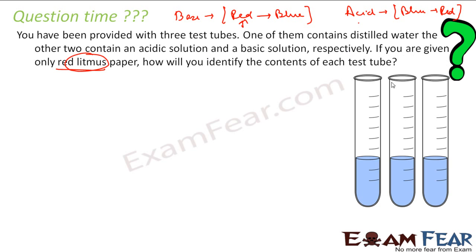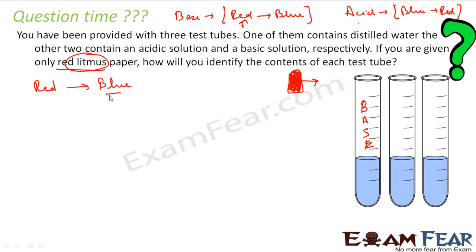So what I'll do now is dip that red litmus paper. Let's assume this is my red litmus paper. I'll dip it in all these. In one of these, it will turn blue. Why? Because one of these is base. So let's suppose in this one it turned blue. That means this is my base. Correct? So I had one red litmus paper. I have dipped it in all these things. In one it turned blue, because if there is acid in this, it won't change. If it is neutral also, it won't change. So it turned blue in one.